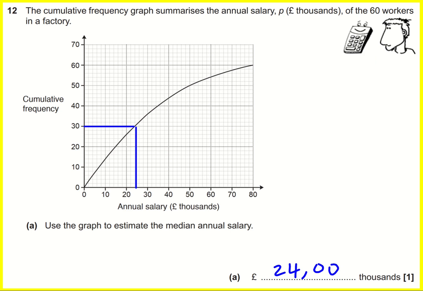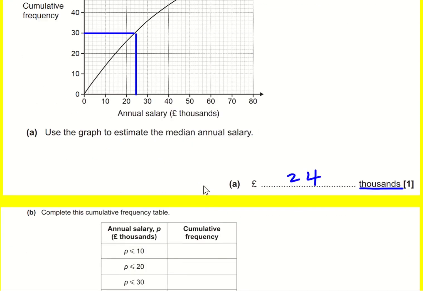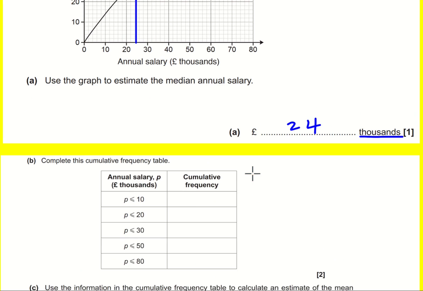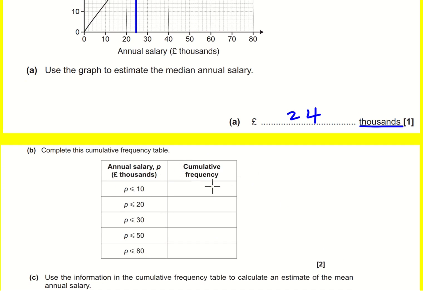Now I've just noticed it does actually have thousands in the answer, so I should just write 24 here. The cumulative frequency problem is then turned on its head because it asks me to get back to the table. Often we do questions where we're given a table and we draw the cumulative frequency graph, but I'm doing the opposite here. So I'm going to need to read off some data points.